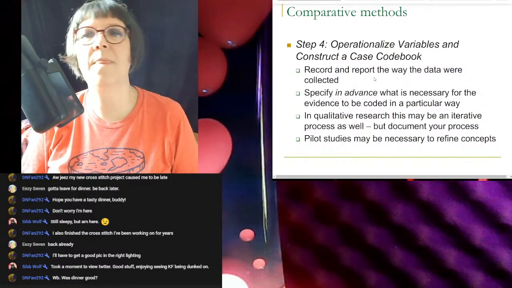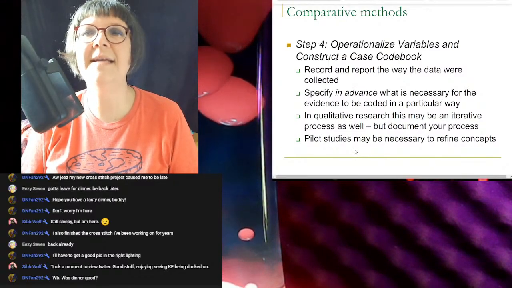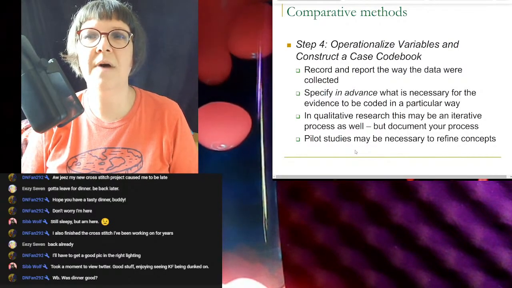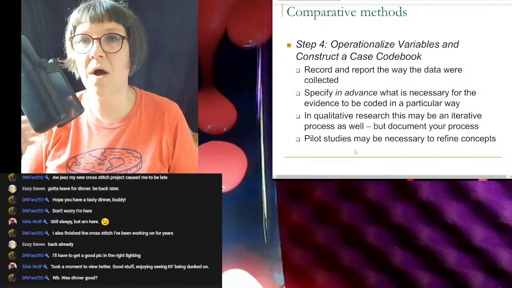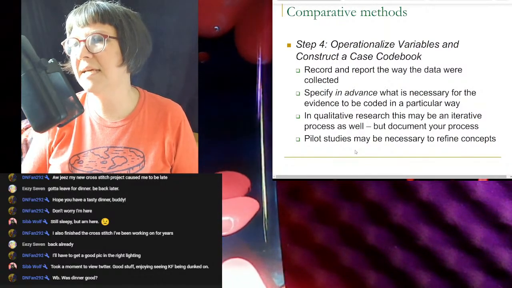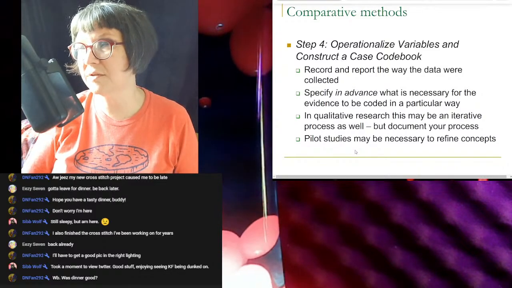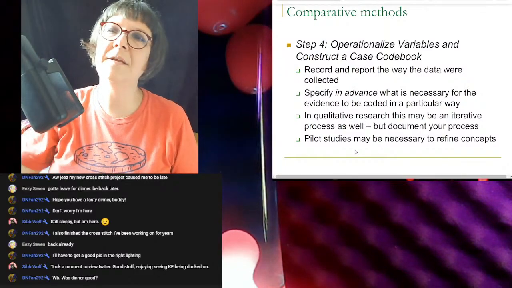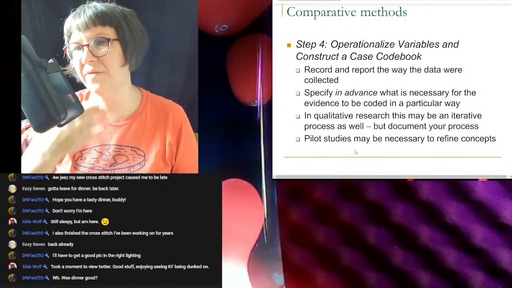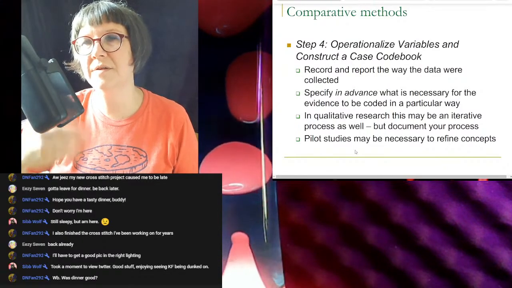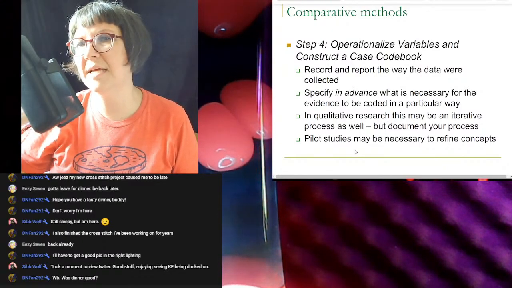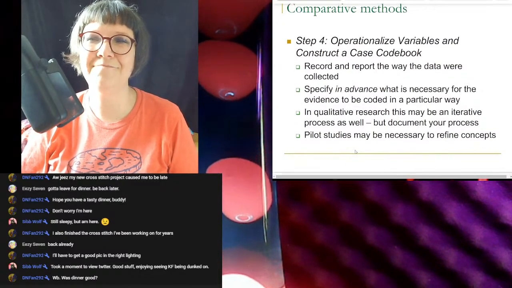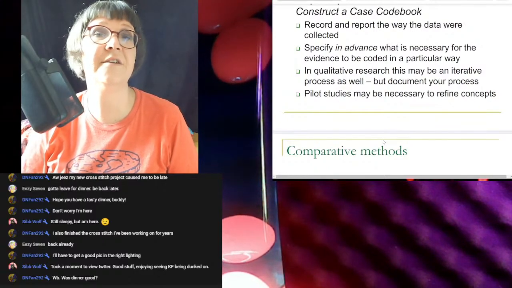You want to record and report the way your data were collected. You want to declare in advance what's necessary for your evidence to be coded in a particular way. And you might have to go through, do some grounded theory, open coding, go to the data, look to see what emerges, start to clump things together. And then at the end of the process, when you have a better idea of the underlying structures, you can go back to the beginning and review with fresh eyes whether there are some things that you missed initially, and then go back and apply it to those early data. And your pilot studies might be necessary to refine your concepts.